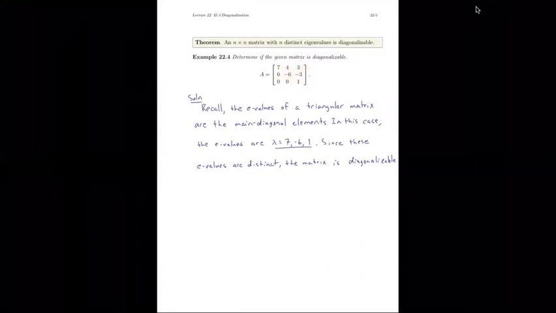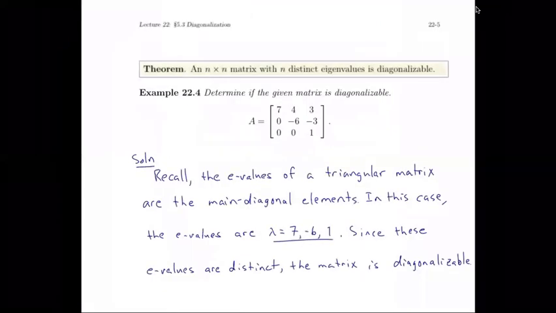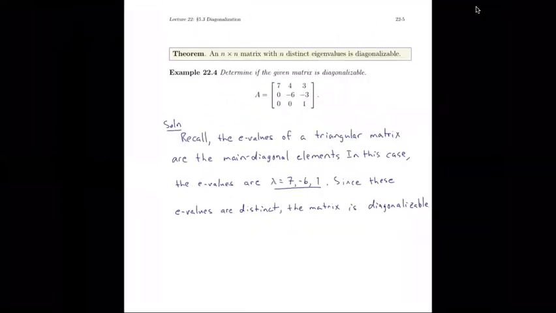Well, we don't always have to pursue that through the method of diagonalization. In this case, we have an upper triangular matrix. All the values below the main diagonal are 0. So this is an upper triangular matrix, and we just recall that the eigenvalues of any triangular matrix, upper or lower, are just the diagonal elements.